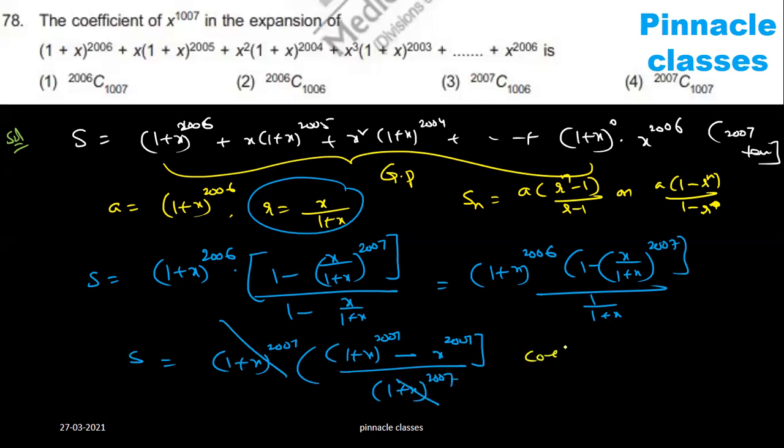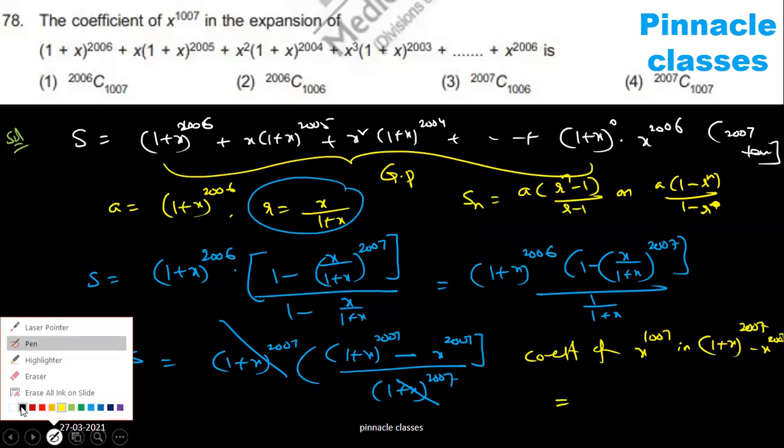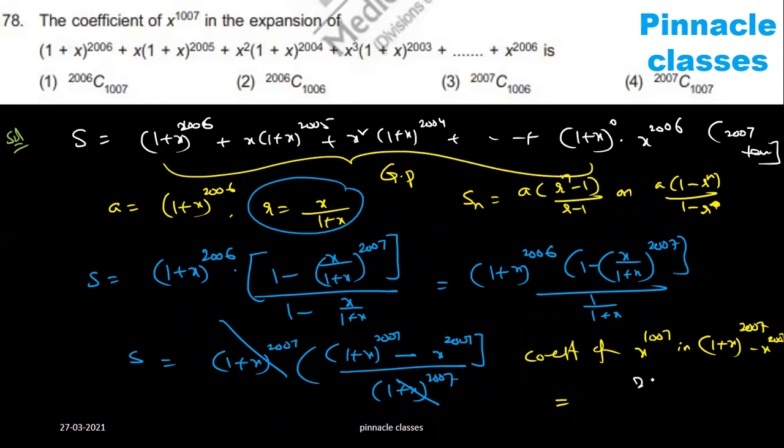Now write down the coefficient of x power 1007 in (1 plus x) whole power 2007 minus x power 2007. Can you get what the answer is? Anyone? The coefficient of x power 1007 in (1 plus x) whole power 2007, can you guess? That is 2007C1007. That is the answer. Where is this option? D.